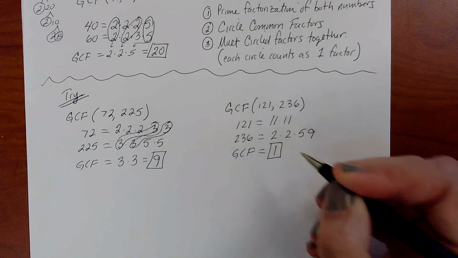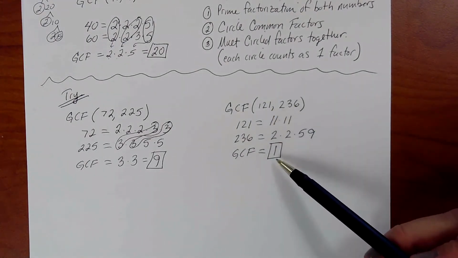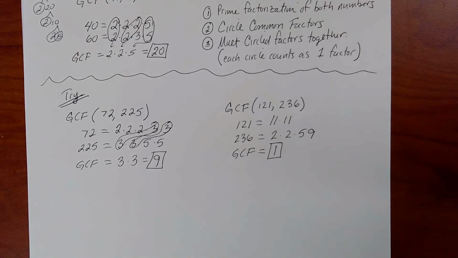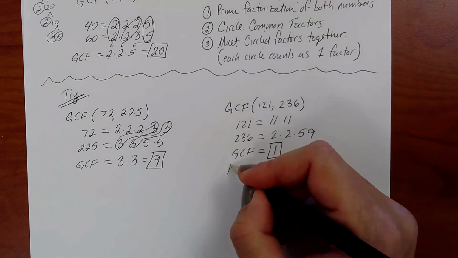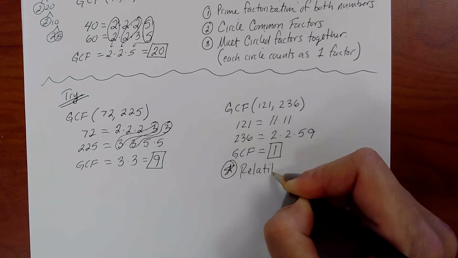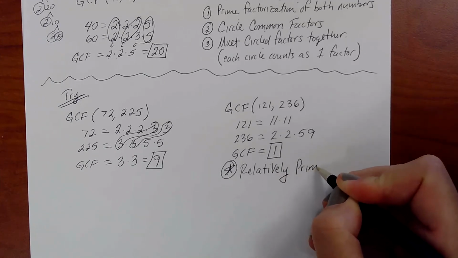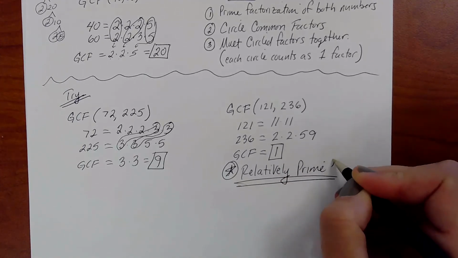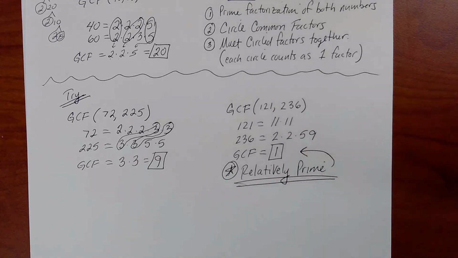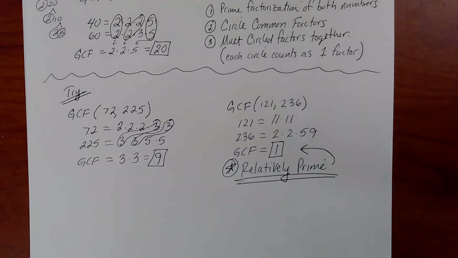Boom. 1. So if there is nothing in common, you know they at least have a 1 in common, right? You can always do 1 times the number. When this happens, these numbers are called something special. They're called relatively, oh my gosh, I'm sorry, relatively prime. So when your GCF is equal to 1, the numbers are called relatively prime.